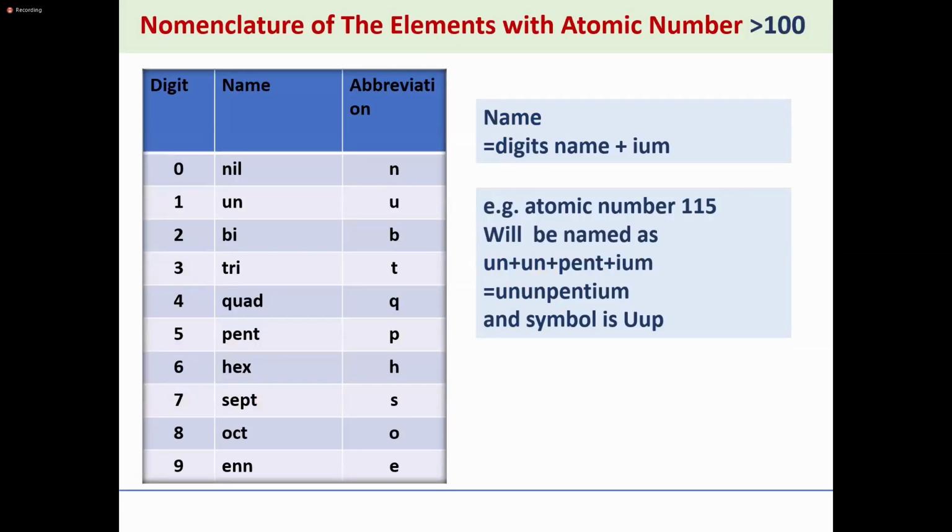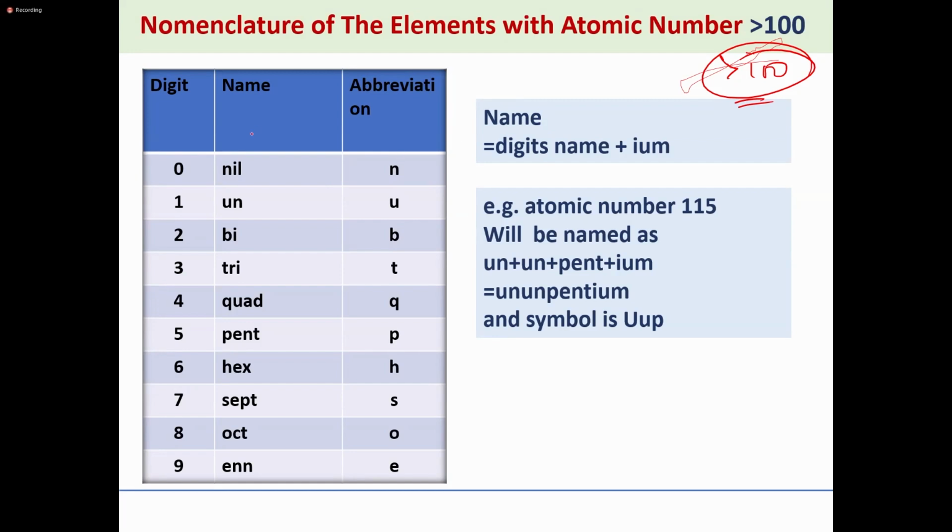So here we will learn about the nomenclature of the elements. Already we know the naming of the elements, but there are some elements which have an atomic number greater than 100. There are some rules, like the IUPAC rules, that we can apply for elements with an atomic number greater than 100.